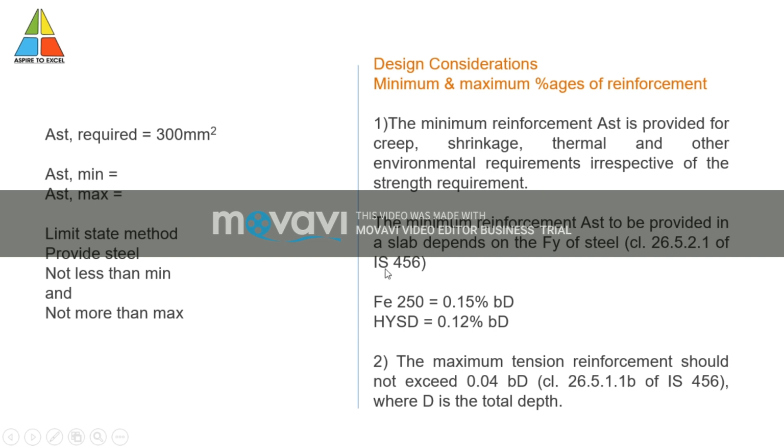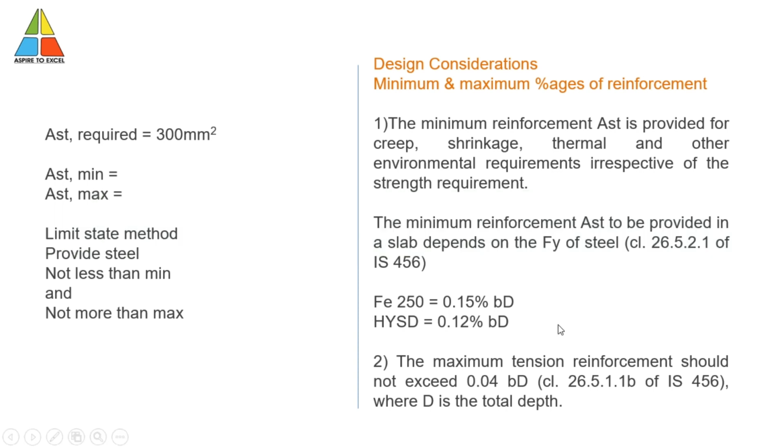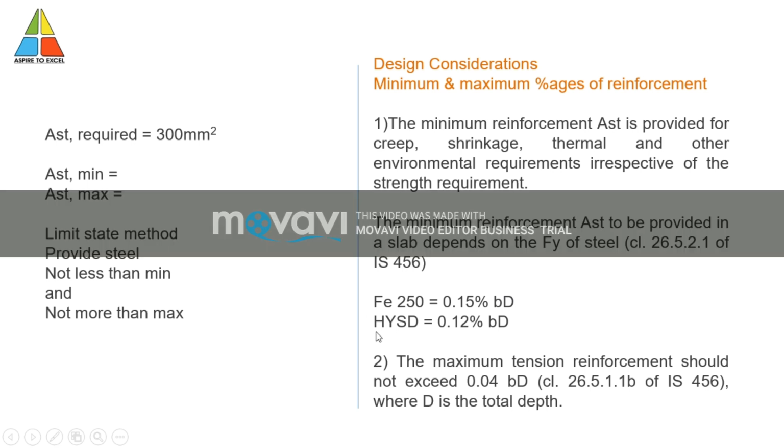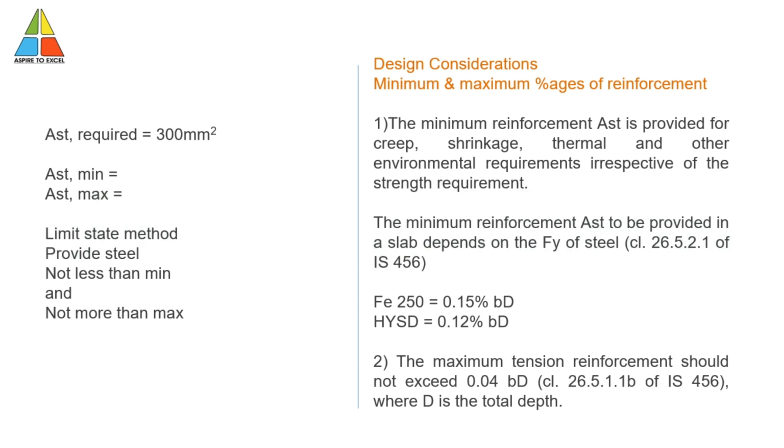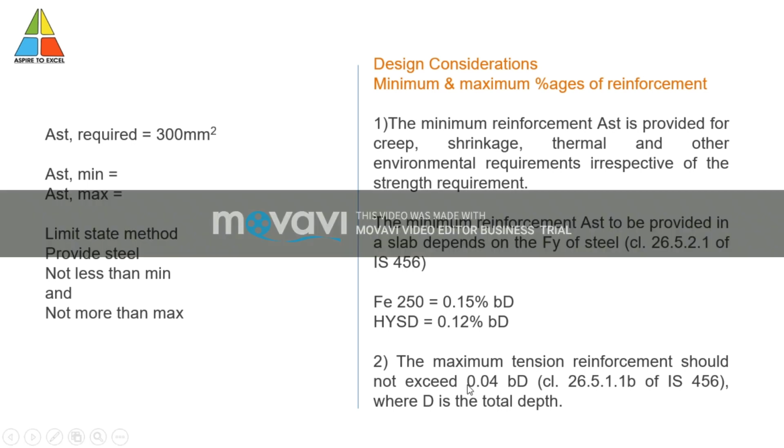So as per code, this again is given in IS code 26.5.2.1. You will see that for mild steel the value is 0.15% of total cross sectional area, that is B into capital D. Overall depth you will need to consider here, and for HYSD, as in our case we are using Fe415, this is 0.12% of BD. The minimum will be 0.12 by 100 into width 1000 millimeter and overall depth 120 millimeter. So from there we can calculate the minimum. The maximum value is 4%, that is 0.04 B into capital D. Again this is given in IS code.